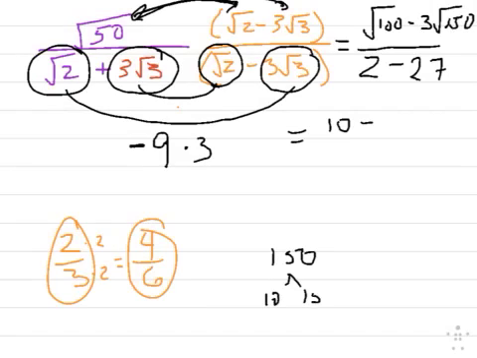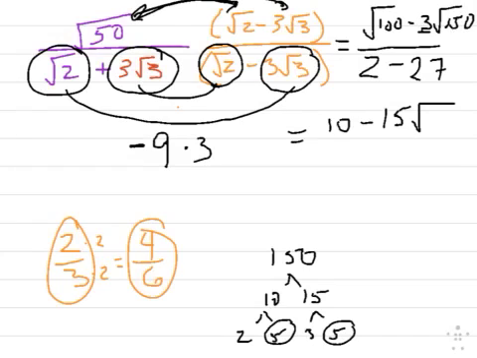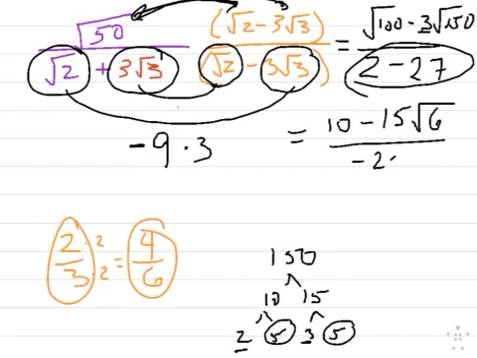150 is 10 times 15, 2 times 5 times 3 times 5, so I've got two 5s. Those will break jail, so I get 5 times 3, which is 15, because I already had a 3 there. 15 root 2 times 3 stays in jail. All over 2 minus 27 is negative 25.